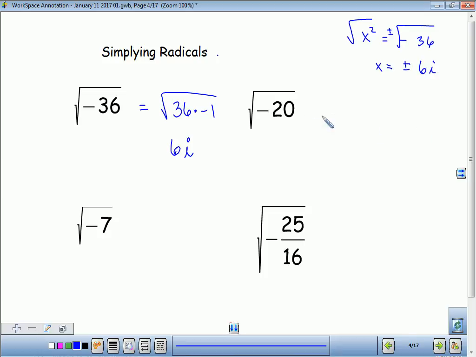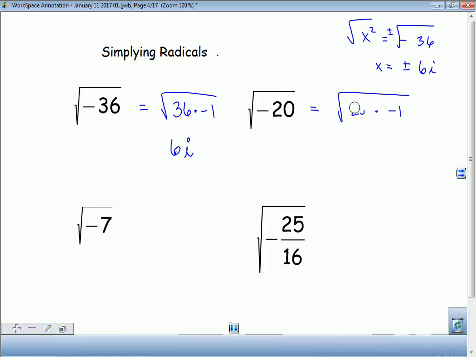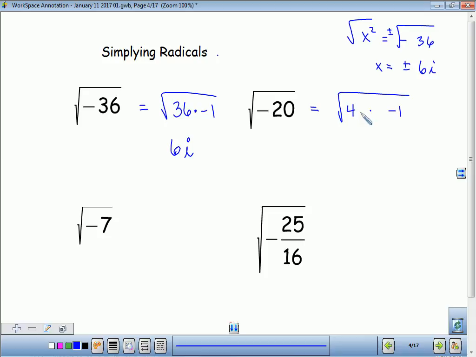Okay, so how would we break this up? We know it's 20 times negative 1. That 20 can break down further to 4 times 5. The square root of 4 we know is 2. So if we can take the square root, we can bring it out from under the radical. The square root of negative 1 is defined as i, the imaginary unit. And then the root of 5 is what's remaining under the root.